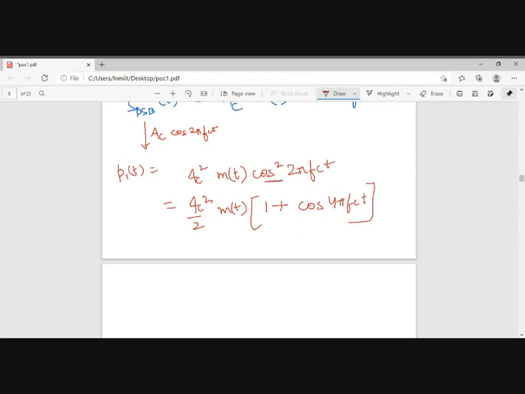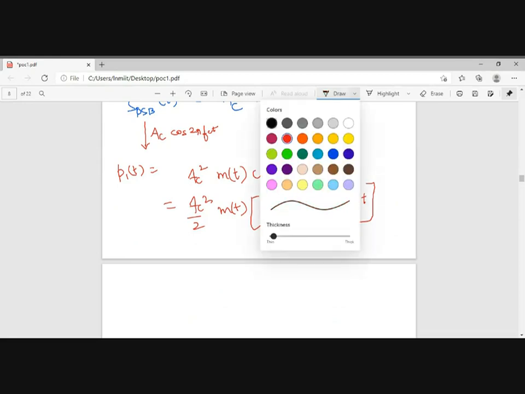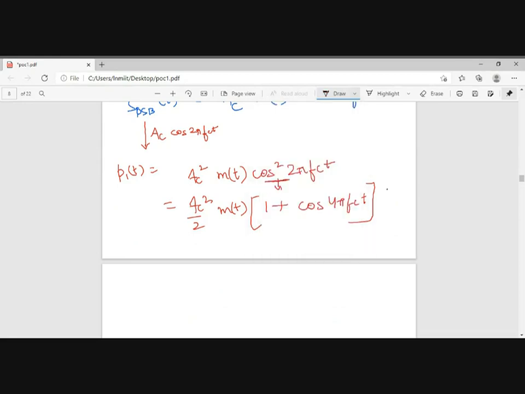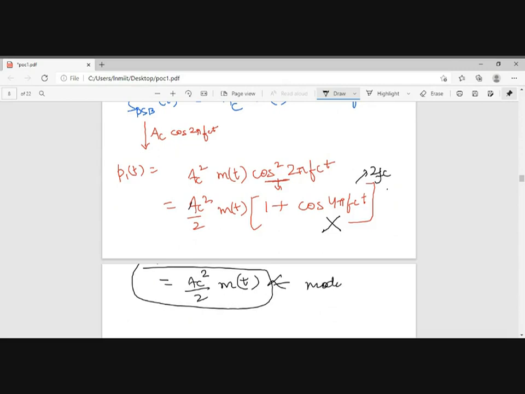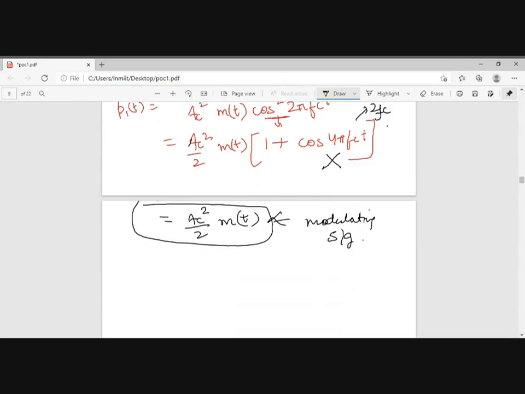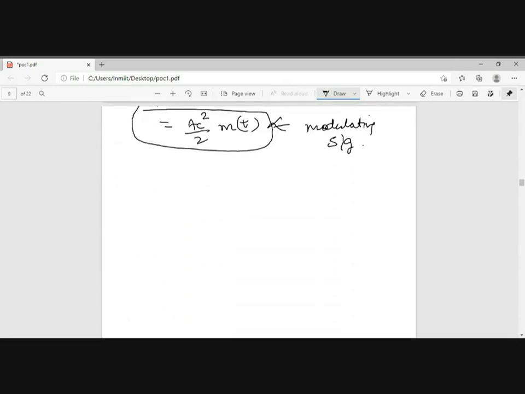Just solving this. You already know that because there is a low pass filter available at the receiving end, this component will be cancelled out because it is centered around 2fc. What will be left is Ac²/2 m(t), and this is just our modulating signal.